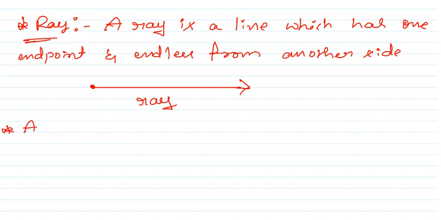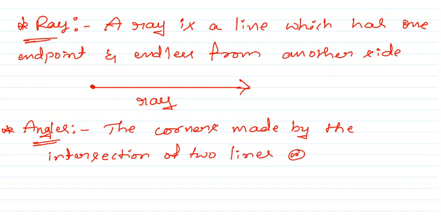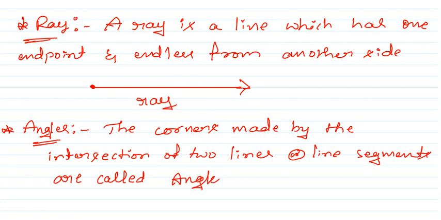Next concept, angles. The corners made by the intersection of two lines or line segments are called angles. See, once again, I am reading the definition.